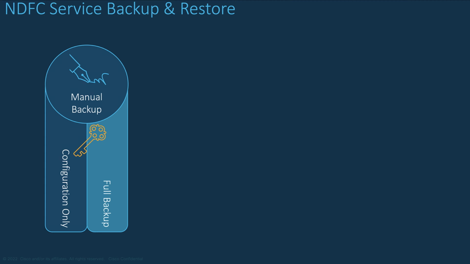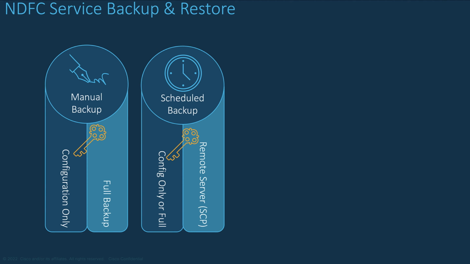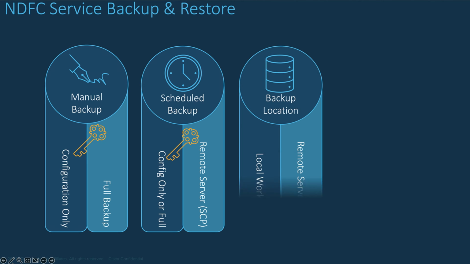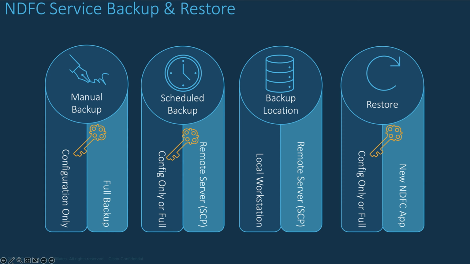You can manually backup your NDFC service, or you can also schedule automatic backup to a remote server using SCP, either the configuration only or the full backup. You can save your NDFC service backup either locally to your workstation, managing NDFC for example, or to a remote server using SCP. And you can restore the configuration only or the full content. The target must be a new NDFC service fresh installed with a blank setup.